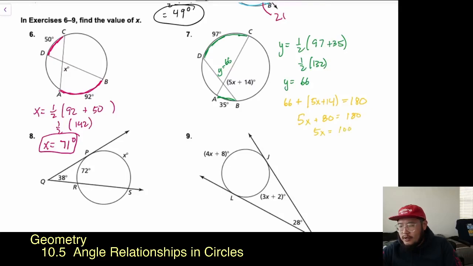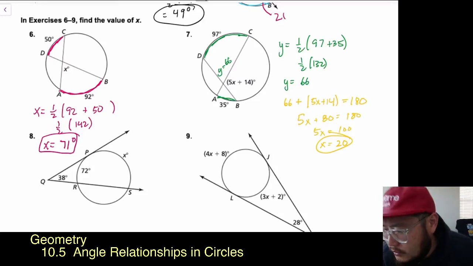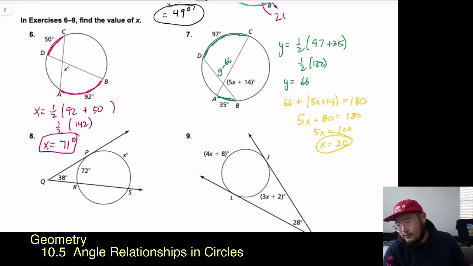5x is equal to 100 when we subtract 80 from both sides. And then when we divide both sides by 5, x is equal to 20. And there you have your answer. We could also have figured out this problem a different way.